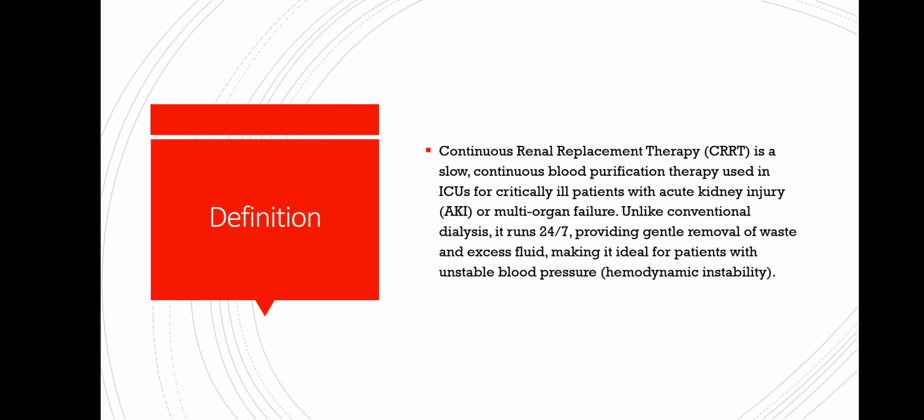Then, the definition of CRRT: continuous renal replacement therapy is a slow and continuous blood purification therapy used in the ICU for critically ill patients with severe acute kidney injury. It means AKI or multiple organ failure.